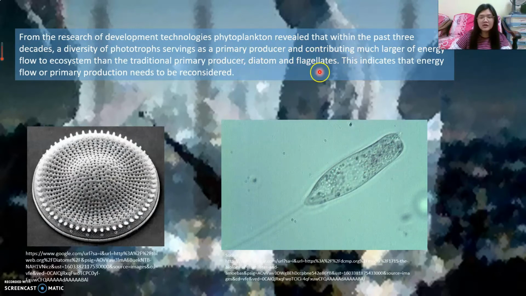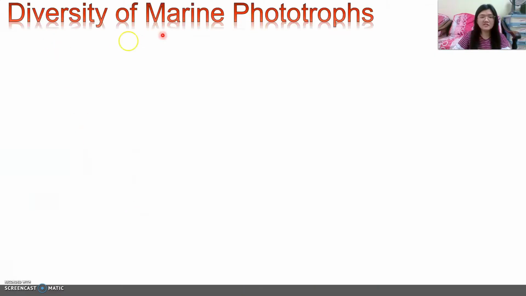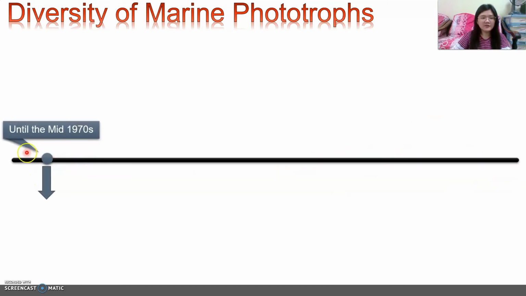And this shows us and indicates that energy flow or primary production needs to be reconsidered. Diversity of marine phototrophs. The timeline shown below will show us the phototrophs that were considered the dominant primary producers in the oceans from 1970 until right now. So let us start with the mid-1970s.